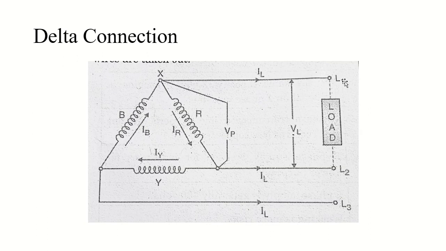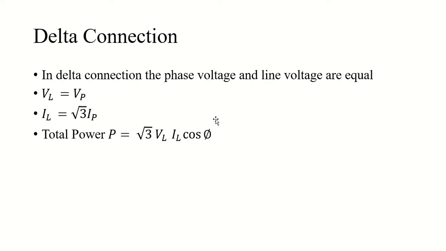So the voltage between L1 and L2 will be equal to L2 and L3, and also equal to L1 and L3. But the current here will be different. So line current will be root 3 times of phase current, and total power again here too will be similar to the star connection, root 3 VL IL into cos phi, or 3 Vp Ip into cos phi. Here VL and IL indicate line voltage and line current, and Vp Ip indicate phase voltage and phase current.